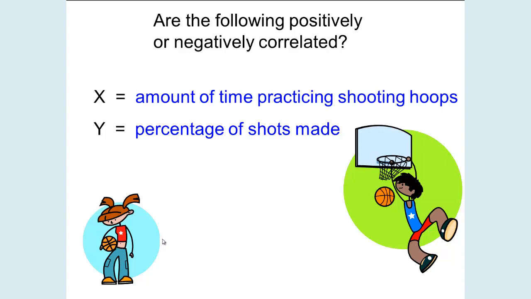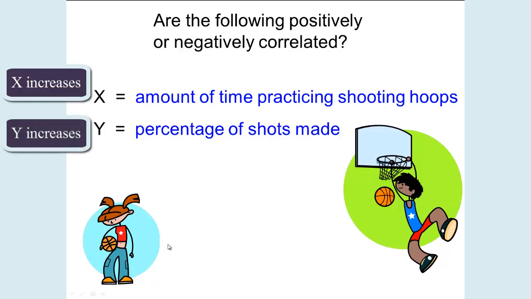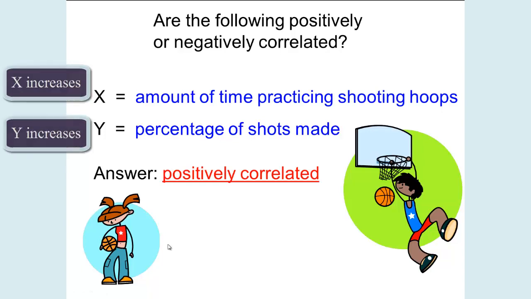Are the following positively or negatively correlated? X is the amount of time practicing shooting hoops and Y is the percentage of hoop shots made. So let's increase the amount of time practicing. What should happen if we increase X? What should happen to the percentage of shots made? Well, that should increase Y. So since they're both increasing, these are positively correlated.